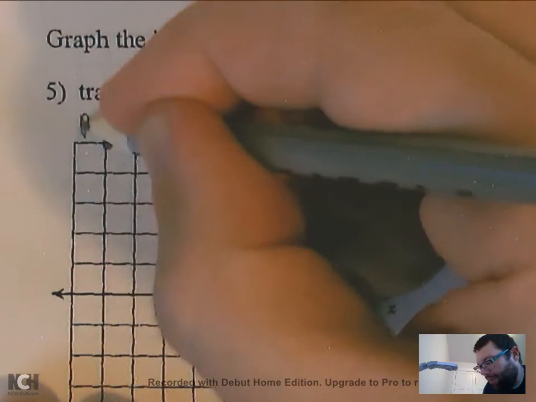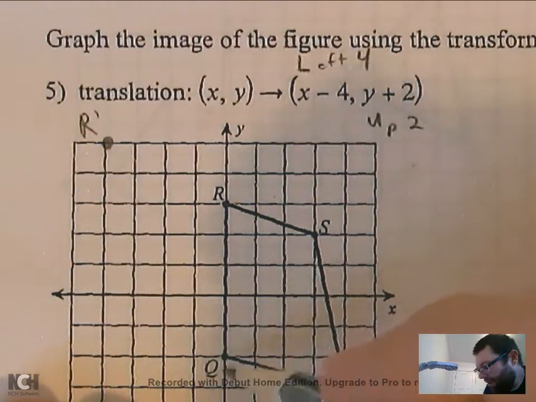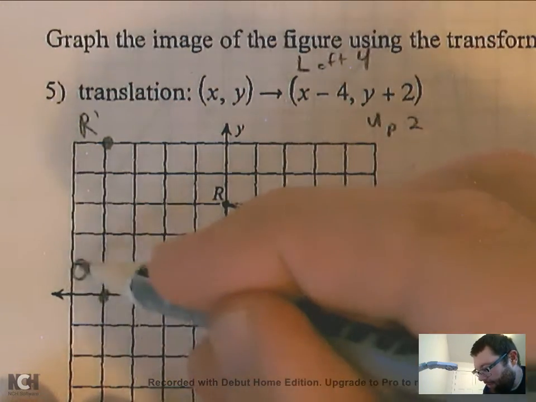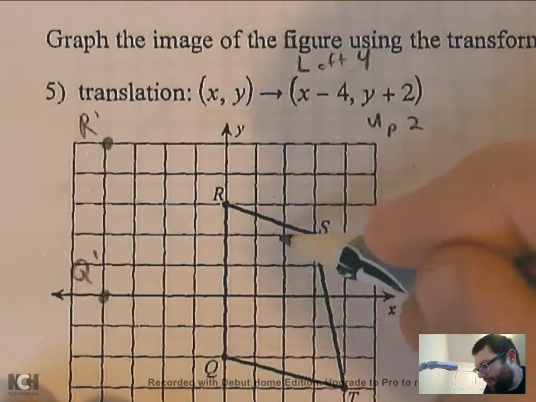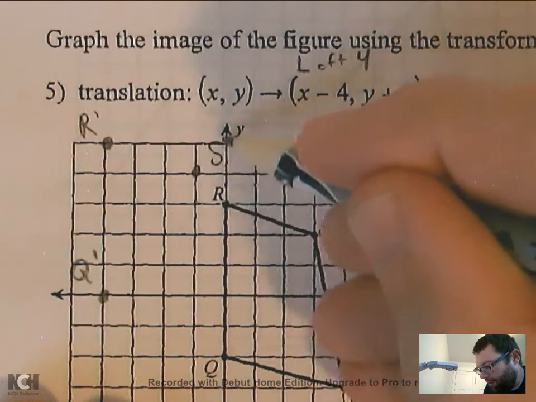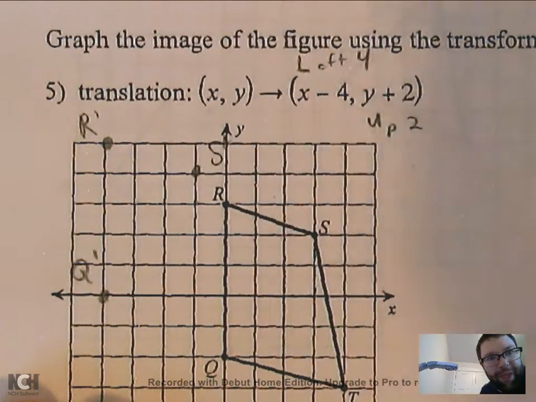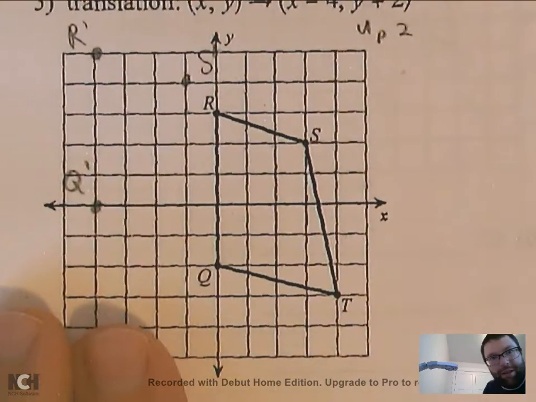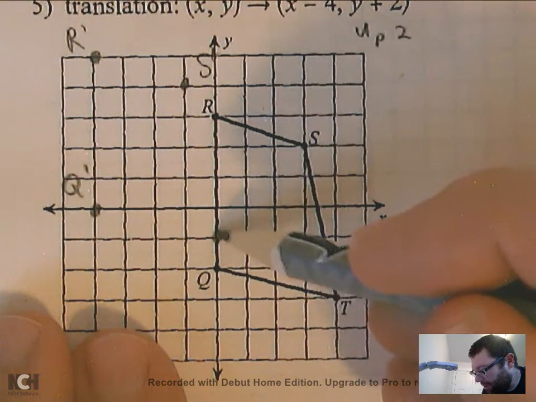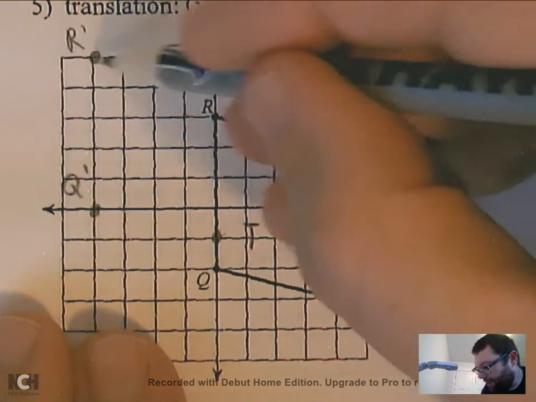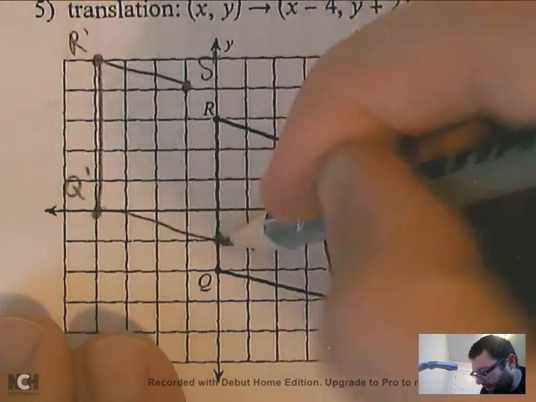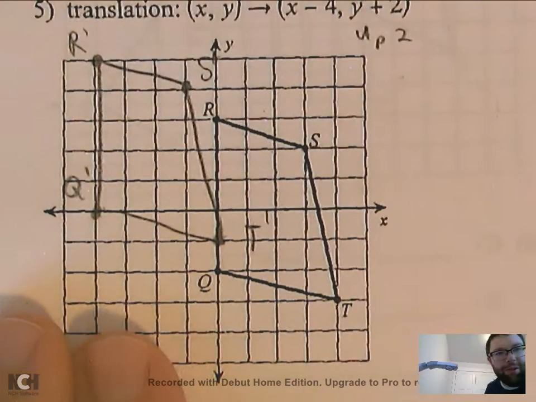So that's R prime right there. Q would go 1, 2, 3, 4, and then up 2. There's Q prime. S, 1, 2, 3, 4, up 2, there's S prime. And then T, I don't know if you can see it very well. T, go 1, 2, 3, 4, up 2, there's T prime, right there. So my new shape slid to the left 4 spots and up 2 is right there.